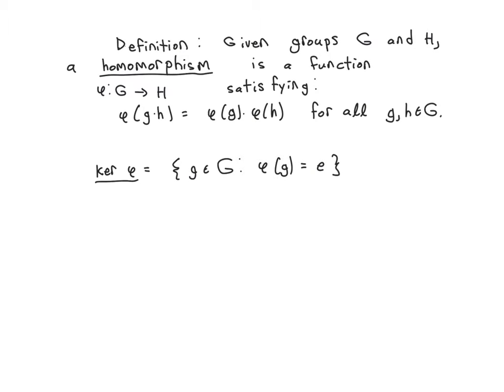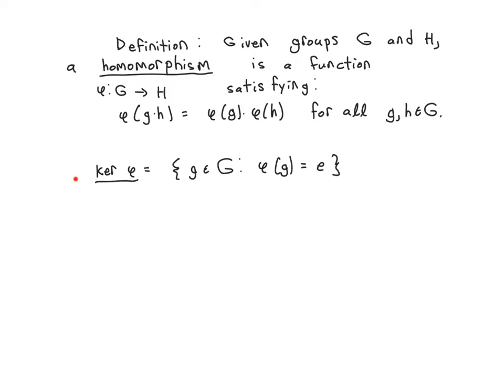Alright, so here are two primary definitions for this set of videos. Given two groups G and H, a homomorphism is a function whose domain is G and whose codomain is H, satisfying the property that phi of g times h is phi of g times phi of h for all g and h in the domain.